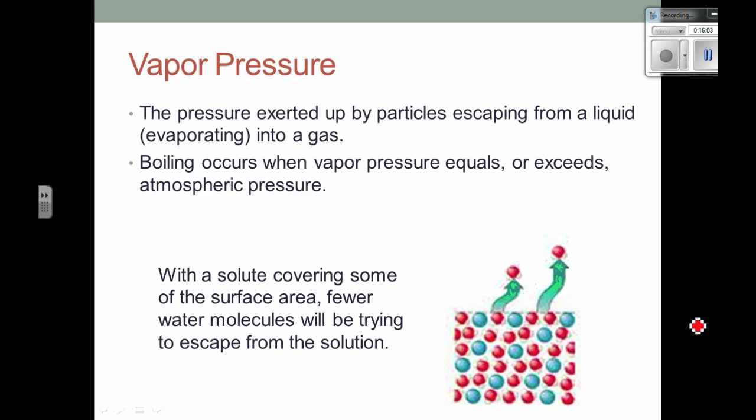Right here, vapor pressure. Vapor pressure is the pressure exerted by a particle escaping from a liquid, trying to get out into a gas phase. And that boiling occurs when the vapor pressure equals or exceeds atmosphere.